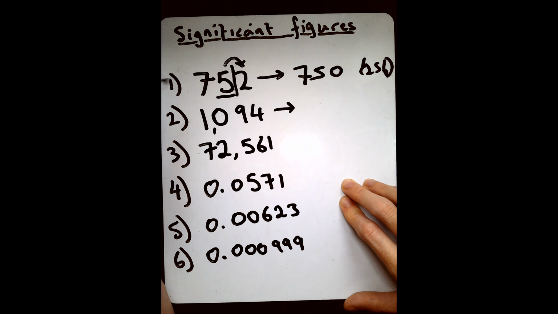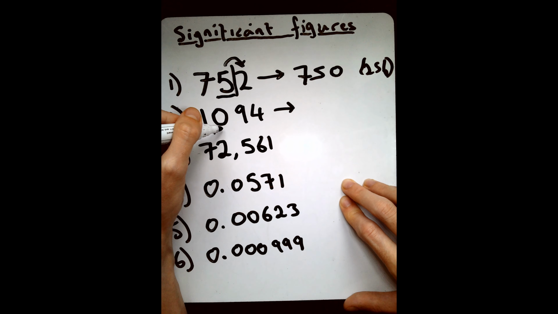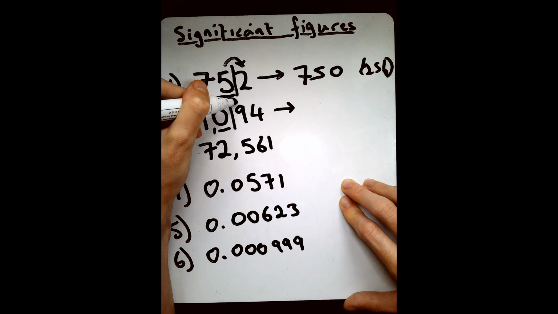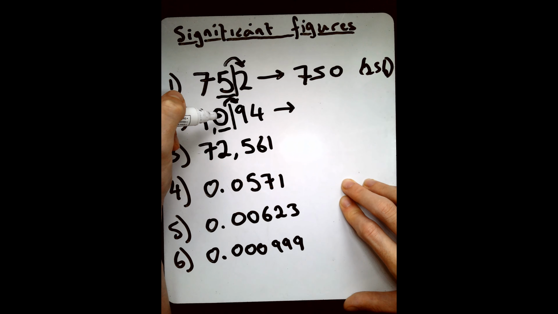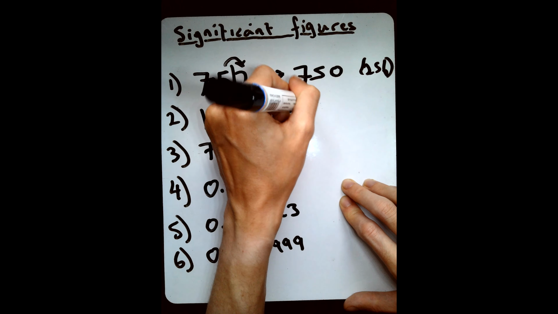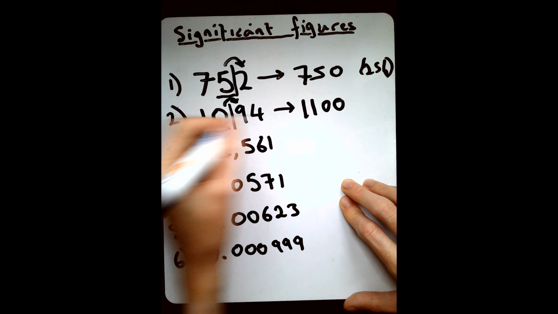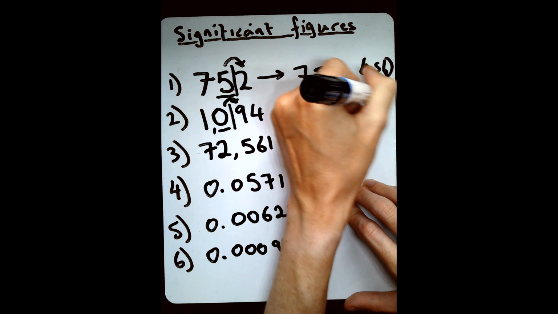So 750, and that's the 2 significant figures. 1094 to 2 significant figures. The 1 is my first significant figure. The 0 counts. Once you start counting significant figures, the zeros afterwards, they do count. So 1, 2, the 0 is my second significant figure. Imaginary wall. Look over, it's a 9, which means the 0 is going to go up 1. So we get 1, 1, 0, 0. 1100 to 2 significant figures.